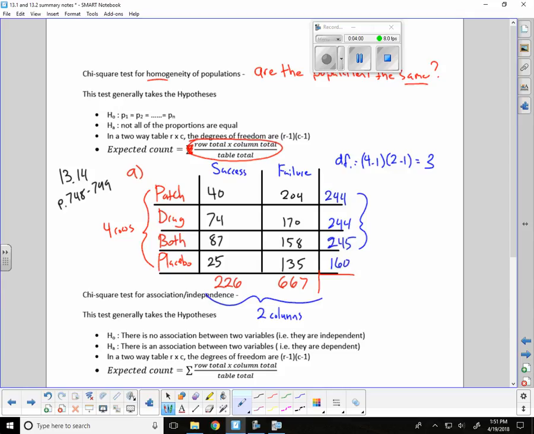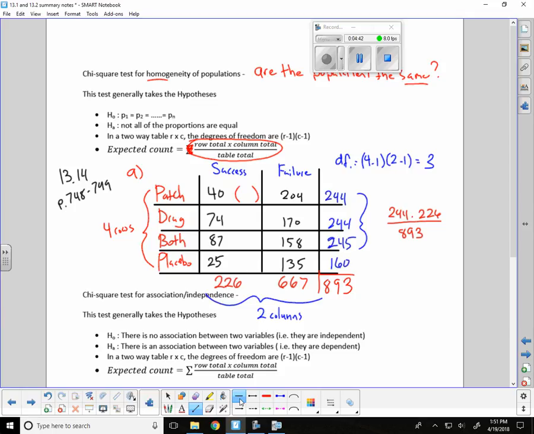And then over here, we're going to add up the total number of people in the study. 893. Good. So let's take a minute. We'll do the first one together, and then we'll pause while we fill in the rest of them. So for the first expected value, we would do the row total, which is 244, times the column total, which is 226, and divide that by the table total, which is 893.